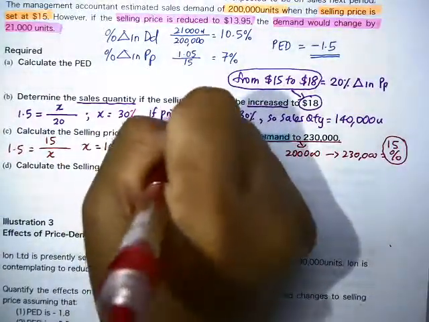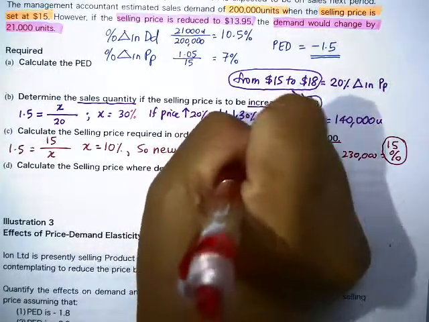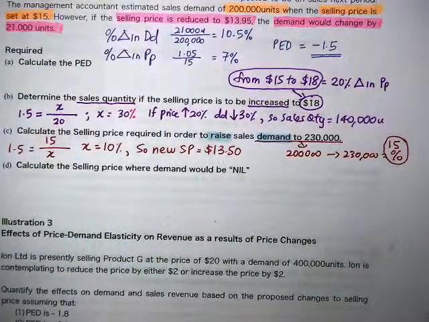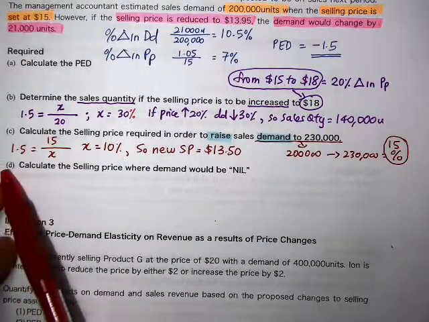So the new selling price is how much? 13.5. You must reduce the price, because if the price doesn't reduce, demand cannot go up. So that's why we know that the price must be 13.5. Okay, so this is how we do the normal thing. This is in fact what you learned in F1, if you recall. Now we do D.